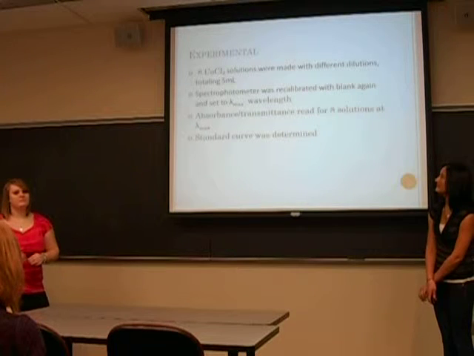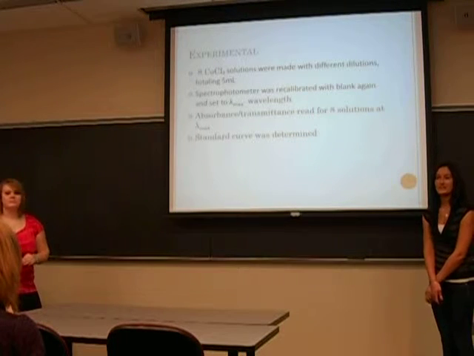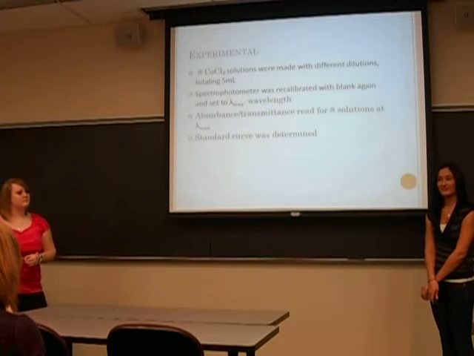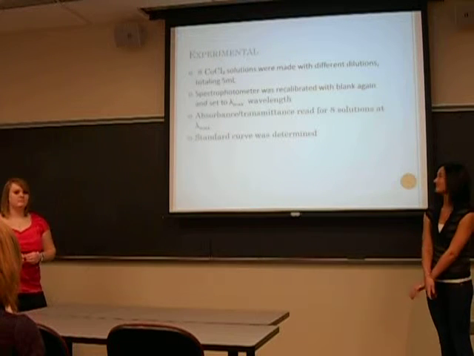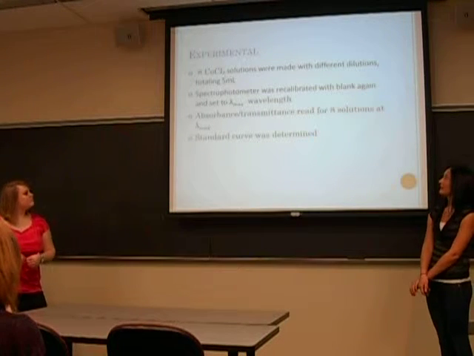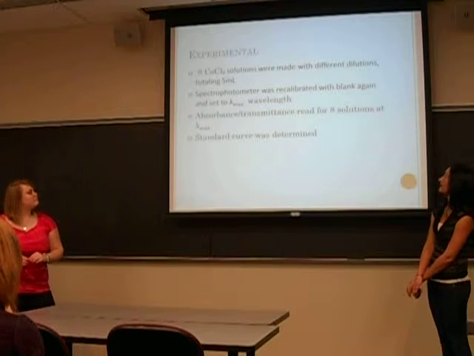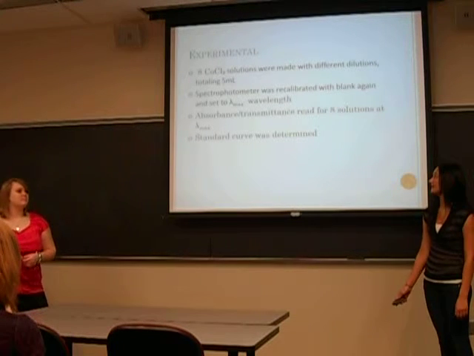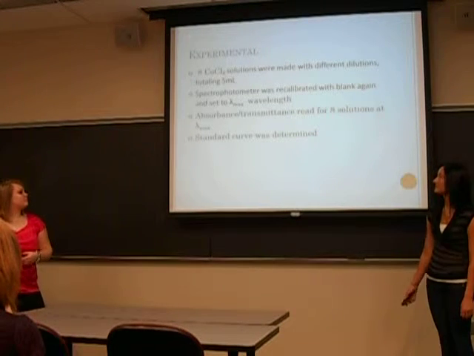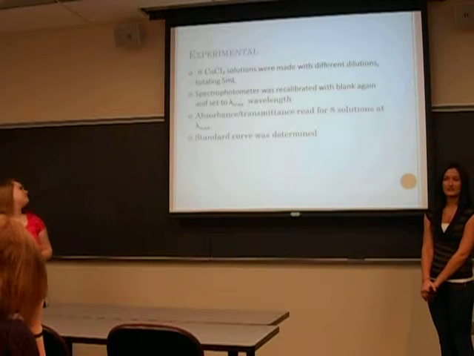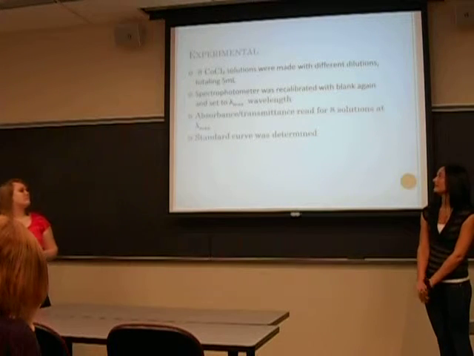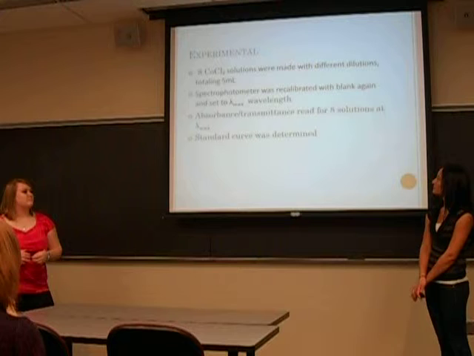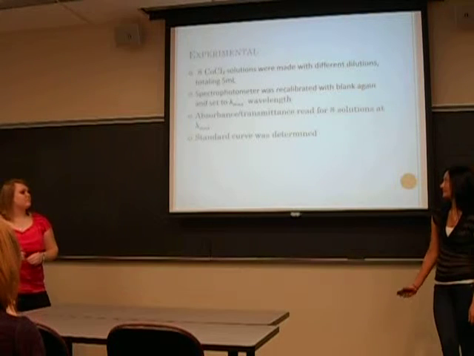For the second part, 8 COCl2 solutions were made in test tubes, and all of the solutions totaled 5 milliliters with different dilutions of the COCl2. The spectrophotometer was recalibrated with a blank and set to the lambda max wavelength to test the absorbance and percent transmittance of each of the solutions. They were put into cuvettes and tested in the spectrophotometer, and between each one, it was recalibrated with the blank. And from there, the standard curve was determined.